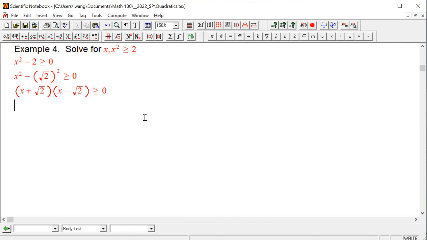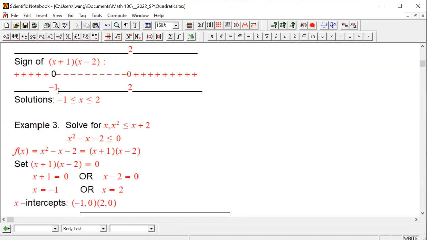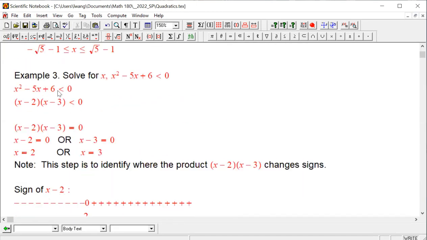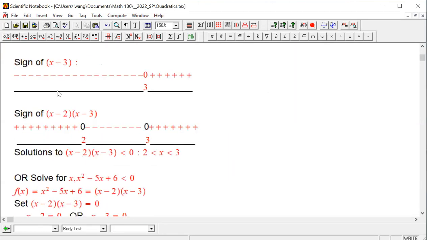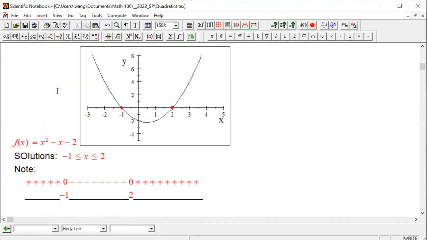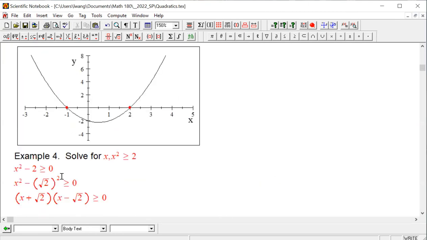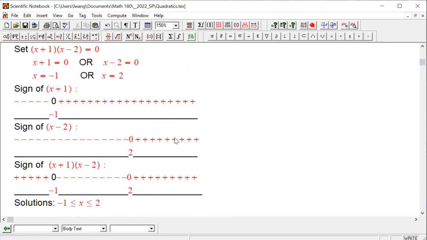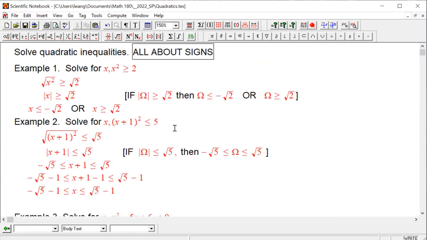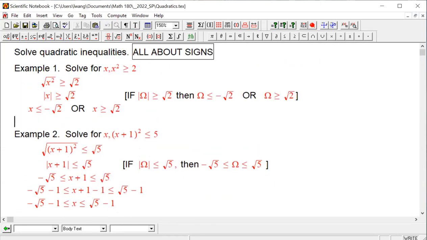So here, I'm not going to complete this. Maybe I should complete it, right? We did this one on the first example. So let me just complete this. It's not good that I don't complete it. So I'm going to take this one to join my first example.